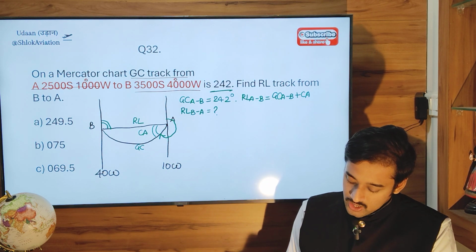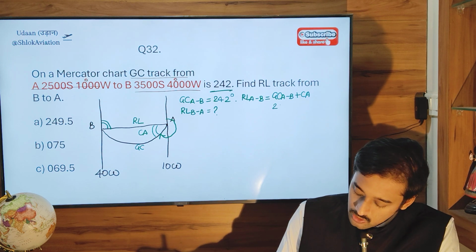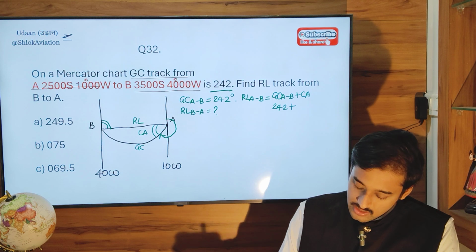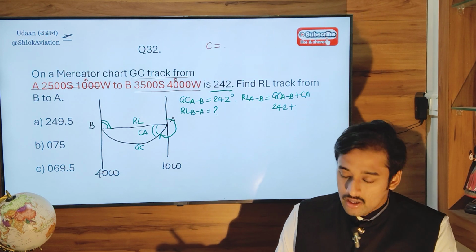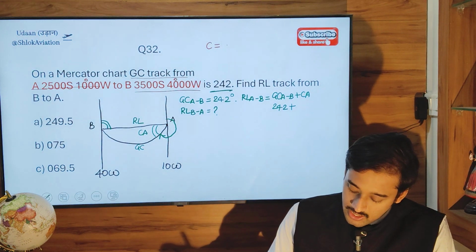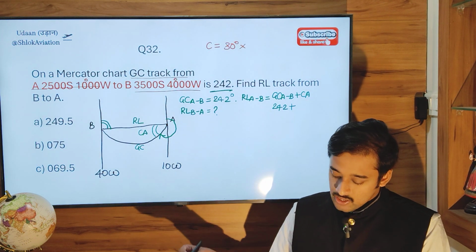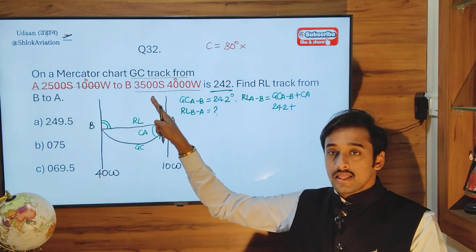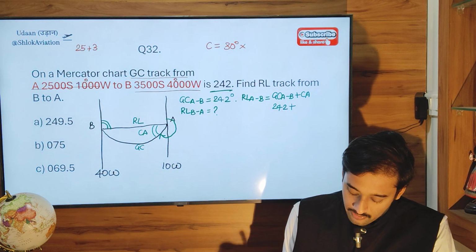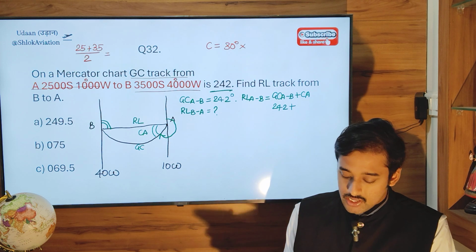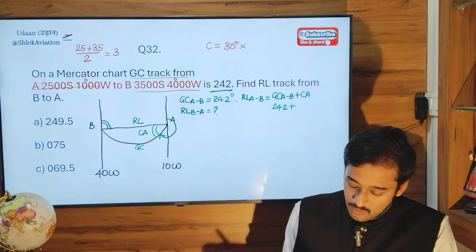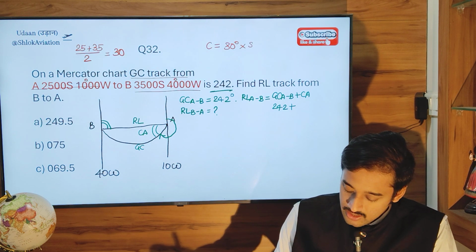Now what is great circle A to B? It is 242. What is convergency angle? We don't know. Let's find out convergency. So convergency equals d long in degrees into sine of latitude. What is d long? 40 west minus 10 west, 30 degree. What is the latitude? 25 south and 35 south. So the mean latitude will be 25 plus 35 divided by 2, which is 30 degree.